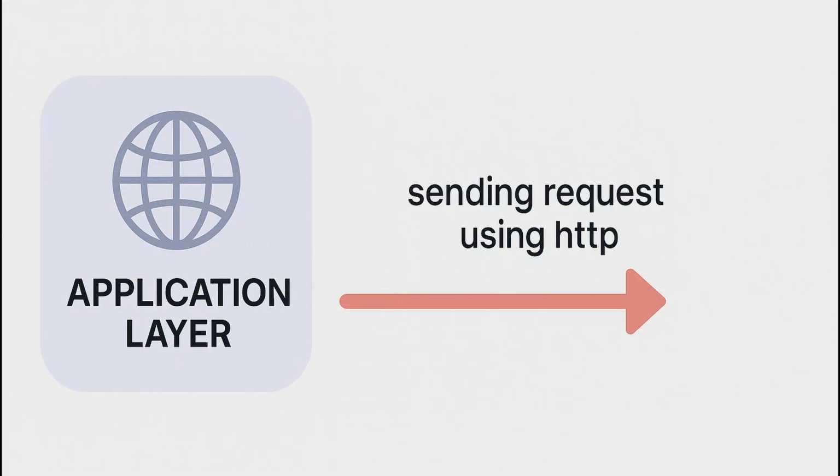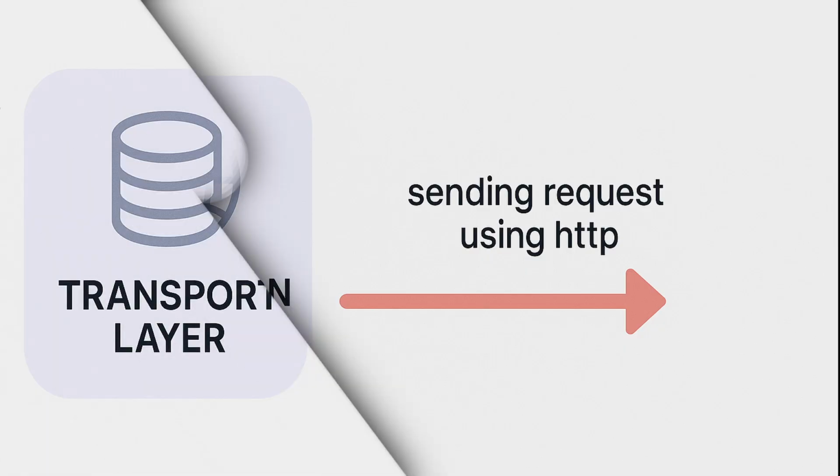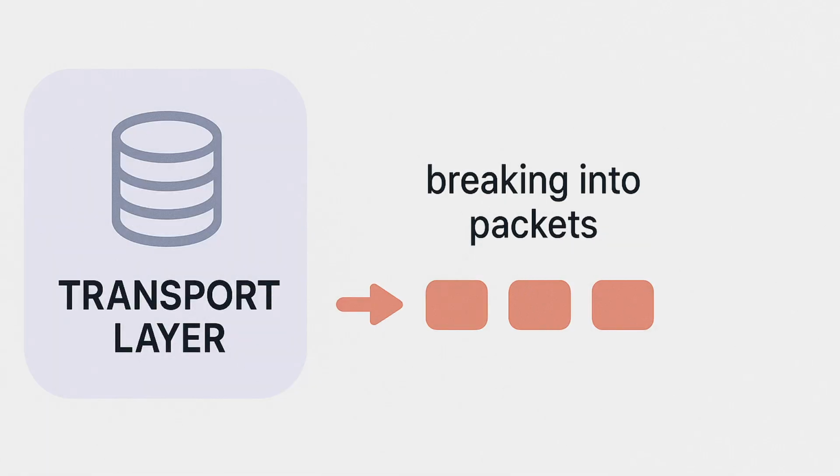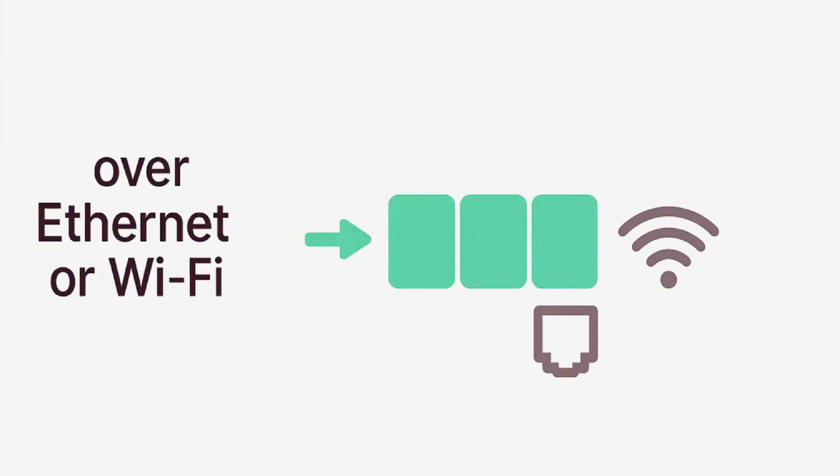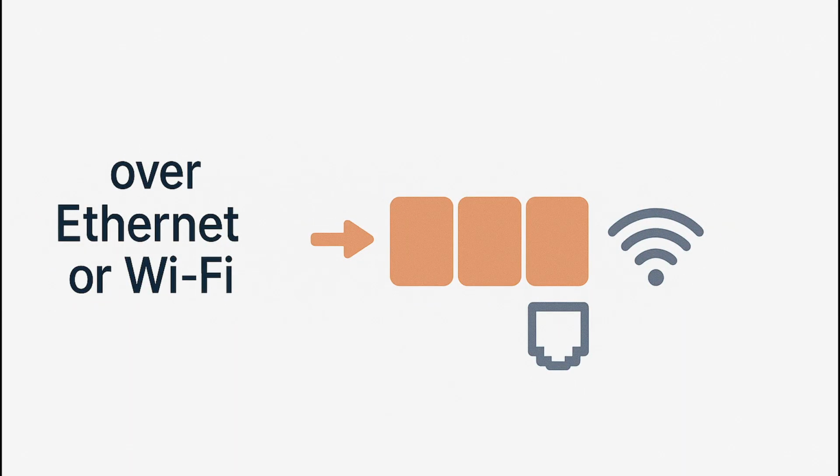Let's walk through what happens when you type youtube.com in your browser. The application layer sends a request using HTTP. The transport layer, TCP, breaks it into packets. The internet layer adds the IP address and routes it. The network layer sends those packets over Wi-Fi or Ethernet. All that just to load the homepage.